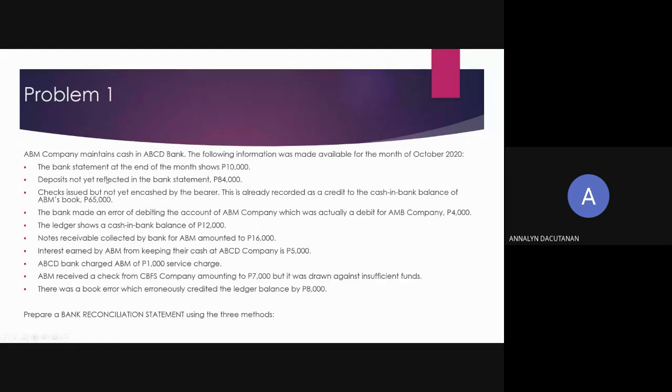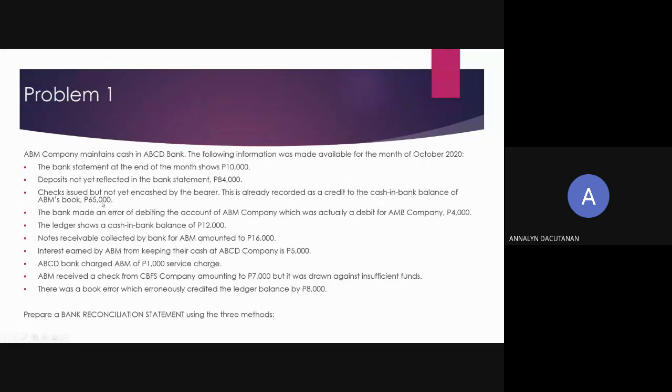Deposits not yet reflected in the bank statement is 84K. You already know that this is a deposit in transit, since it's not yet reflected in the bank. Checks issued but not yet cashed by the bearer. This is like the Gardenia example earlier. The company already issued it, but the bearer hasn't cashed it yet. This is already recorded as a credit to cash in bank. Debit inventory Gardenia, credit cash in bank. When you issue a check, your cash is already reduced. Credit to the cash in bank balance of ABM's book amounting to 65K. So this is already an outstanding check.